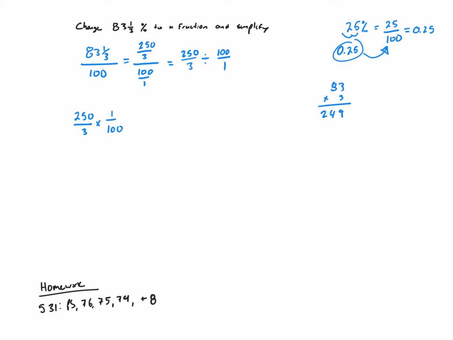I'm going to go ahead and reduce because I noticed that 25, actually 50 will go into this and 50 will go into that. So I'm going to reduce here. 50 goes into that 5 times, whereas 50 goes into that 2 times. So on the top, I'm going to have 5 times 1, which is 5. On the bottom, I'm going to have 3 times 2, which is 6. So this reduces to 5/6, which is the same thing as 83 1/3%.